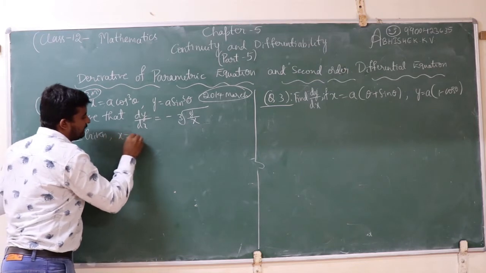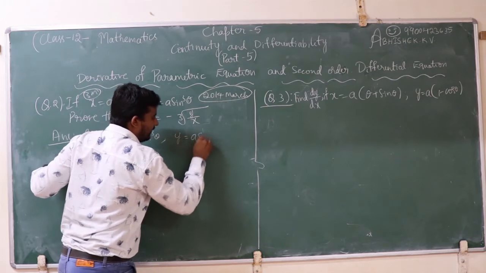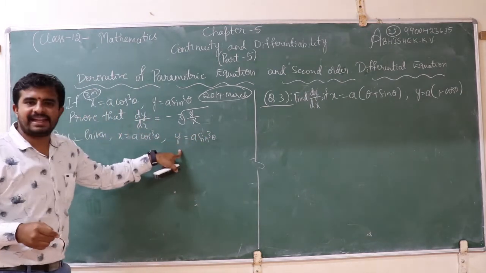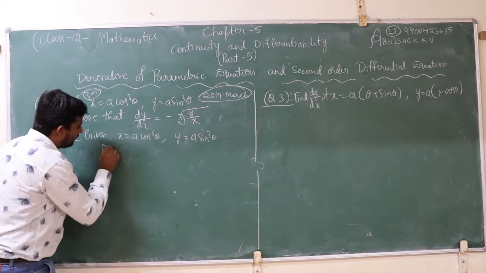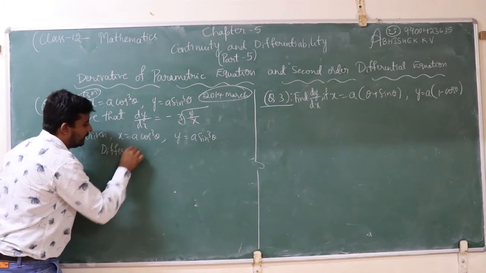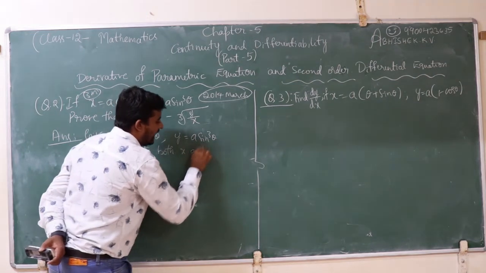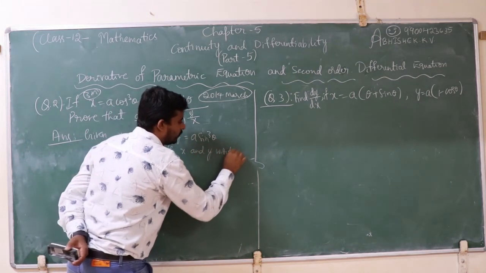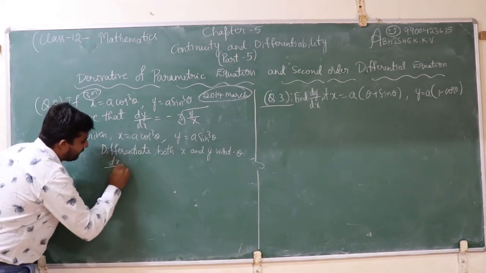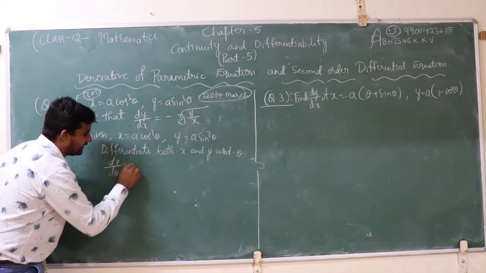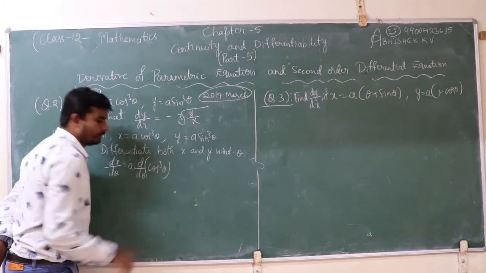Given x is equal to a cos cube theta and y is equal to a sin cube theta. Again x and y are expressed in the third variable, that is theta. So we need to differentiate both x and y with respect to theta only. With respect to theta, dx by d theta is equal to a into d by d theta of cos cube theta.